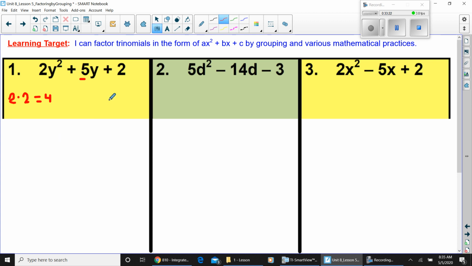So I'm going to say, all right, 4 times 1. Okay, 4 times 1. Multiply to 4, add to 5. So I'm going to rewrite. I'm going to bring the 2y squared down. And see this 5y? It's now going to become, because I have 4 and 1 that add up to 5, 4y plus 1y, which is just y. Bring down the plus 2.